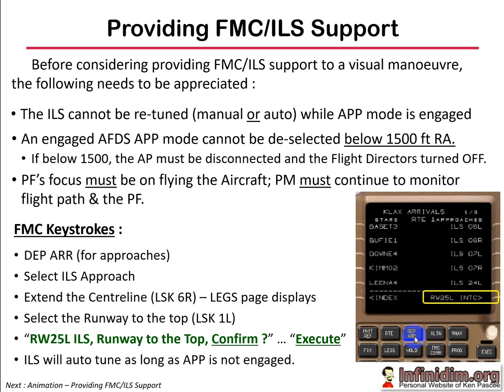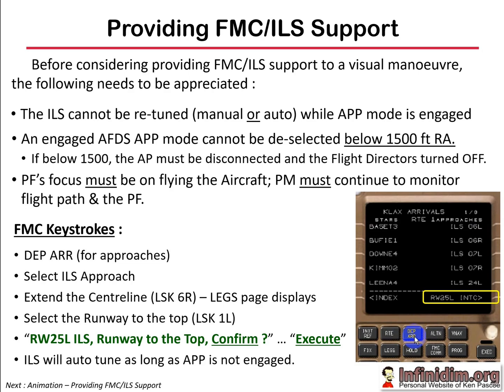All that said, the actions required to provide ILS guidance to the new runway are as follows. Select departures, arrivals in the FMC and possibly next page to find the new runway and approach. Select the approach, extend the centerline, that's line select key 6 right. This action clears your existing legs page and all the waypoints prior to the FAF for your new approach, presets an appropriate centerline extension, and then displays the legs page on the CDU ready for you to review. It's likely that the active waypoint could be behind the aircraft, so bring the runway to the top and check the en-route bearing is still good.